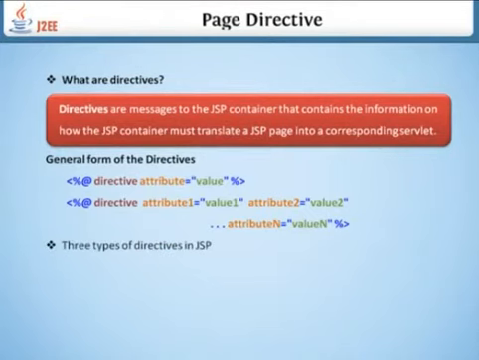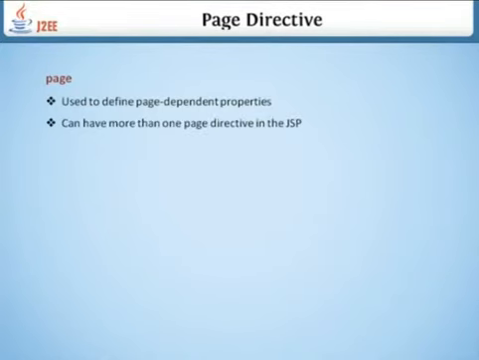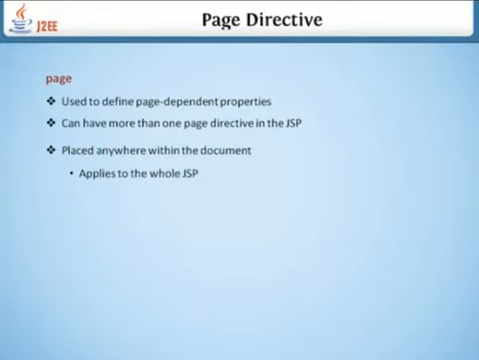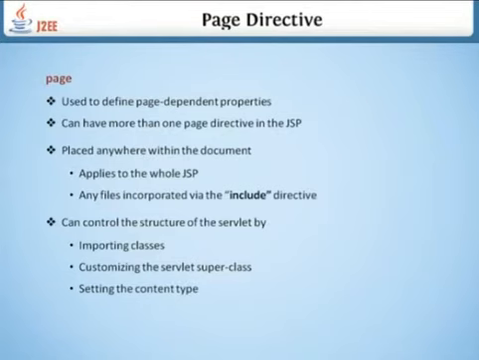There are three types of directives in JSP: page, include, taglib. Now look at the page directive. It is used to define page-dependent properties. You can have more than one page directive in the JSP. It can be placed anywhere within the document and applies to the whole JSP, including any file incorporated via the include directive. It can control the structure of the servlet by importing classes, customizing the servlet superclass, and setting the content type.